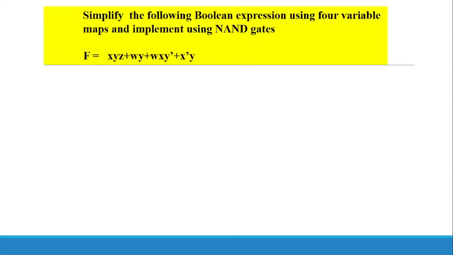If you simplify and bring it to the standard canonical form, because they are asking you to simplify the following Boolean expression using 4 variable KMap. There is a K missing here. This is KMap and implement using NAND gates. So how many variables do you have? Here only 3 variables.